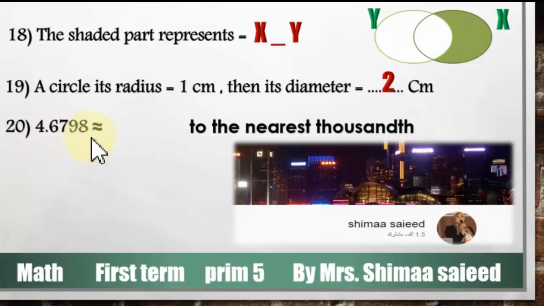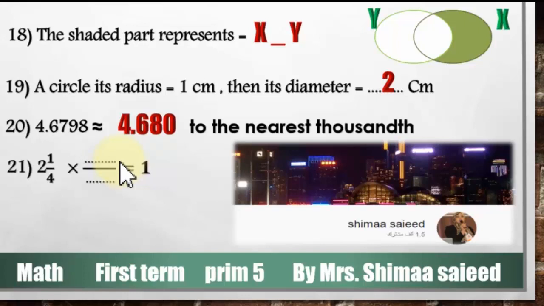4.6798 approximated to the nearest thousandths equals: we will cancel 8 and increase the value of the thousandths place by 1. 1 plus 9 equals 10, 0 and carry 1. 1 plus 7 equals 8, so the result is 4.680.